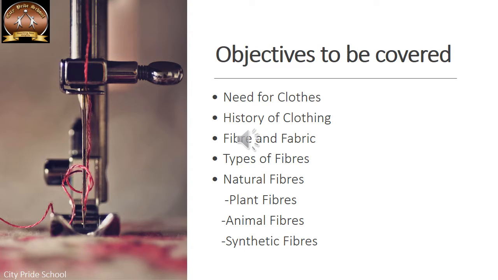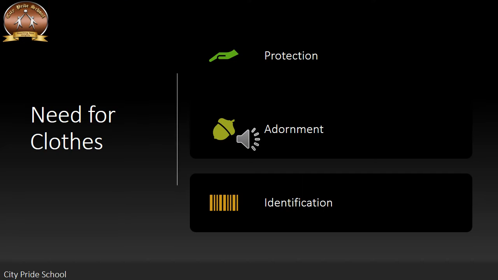The objectives covered will be the need for clothes, why clothing is required, history of clothing, fiber to fabric, how fabric is produced from fibers, then types of fibers, that's natural fibers and synthetic fibers. Under natural fibers, we'll be doing plant and animal fibers.